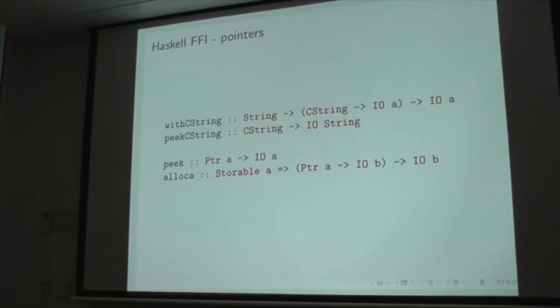Okay, so what does it do? Storable is a type class that, among other things, gives the size of the data in memory. So what this is going to do is it's going to allocate some temporary memory of the size determined by the type a, and then it's going to call this computation with the pointer to that memory. And it's going to run that computation and return the result, and then alloca is automatically going to free that memory when that stack frame returns.